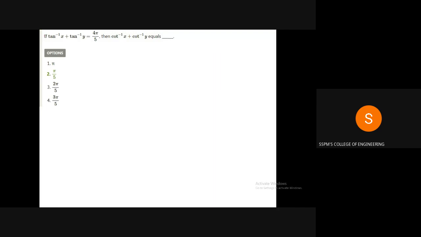Tan inverse x. See, what is given? Tan inverse x plus tan inverse y is equal to 4 pi divided by 5. Then we have to find the value of cot inverse x plus cot inverse y. So just like the last example, we have to use a different identity here to solve this. The identity is: tan inverse theta plus cot inverse theta is equal to pi by 2. This is a standard formula.